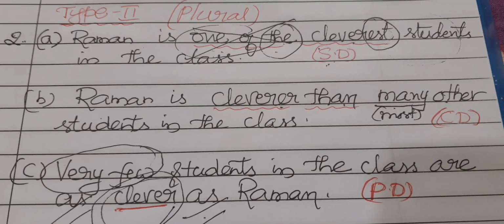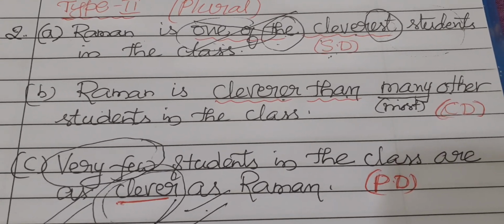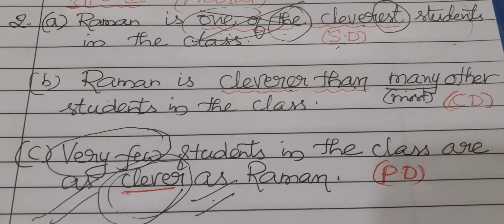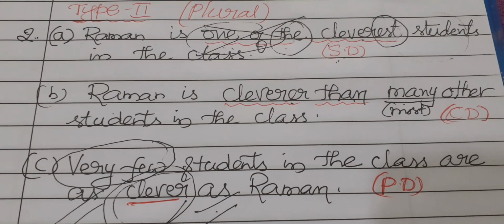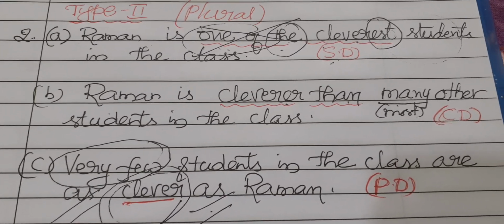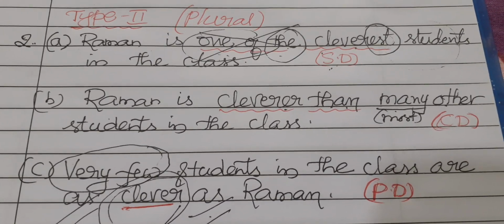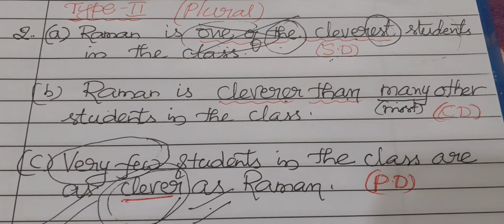You take another example. Mumbai is one of the biggest cities in India. It is one of the biggest cities. It is not the biggest city. Biggest city is Kolkata. But it is also one among top 5. So Mumbai is one of the biggest cities in India.